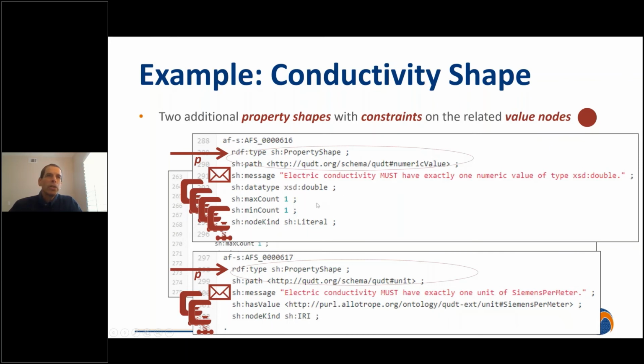And now let's look at the property shape on the unit. So the path for this property shape is unit. And on the value node, there are two constraints that are applied. One is has value Siemens per meter, and the other constraint is a node kind of a resource, IRI, which translates to: electrical connectivity must have exactly 1 unit of Siemens per meter.